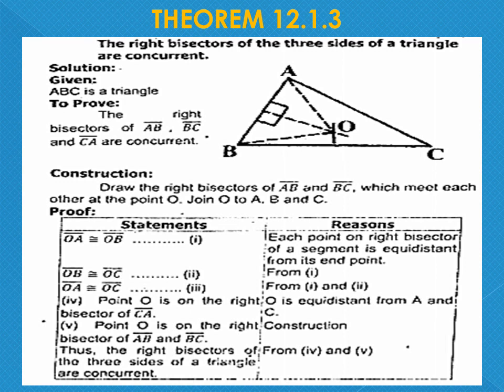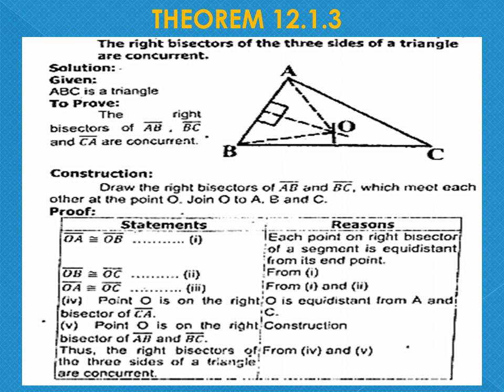Same case, students, if we see another small triangle inside this, that is BOC, in it OB is congruent to OC. And the reason is written as in 1. You people can again quote it: since each point on the right bisector of a line segment is equidistant from its endpoints, according to our theorem 12.1.1. Then if OA is congruent to OB and OB is congruent to OC, then from these two we can also say OA is congruent to OC, from 1 and 2.